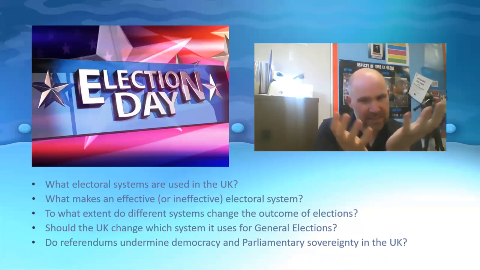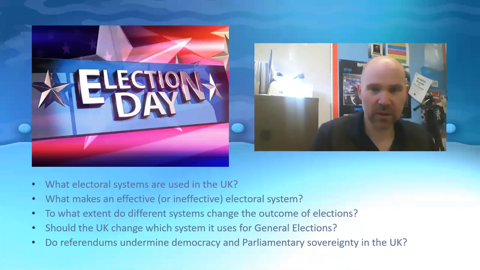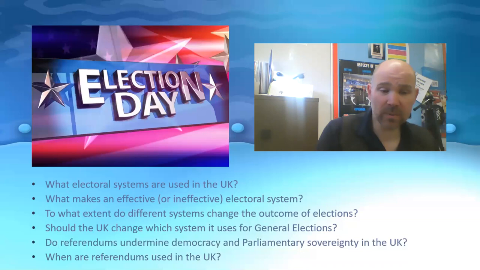Do they really work together in a system? Or in fact, do they kind of work against each other and cause problems? And so we'll be discussing that aspect as well. And we'll also be asking, when are referendums actually used in the UK?